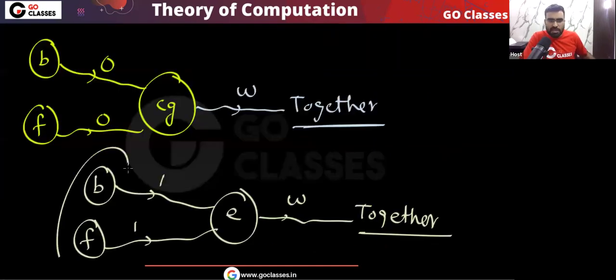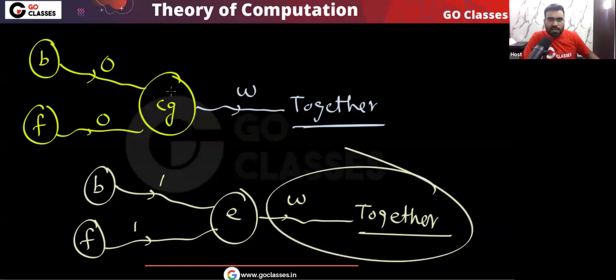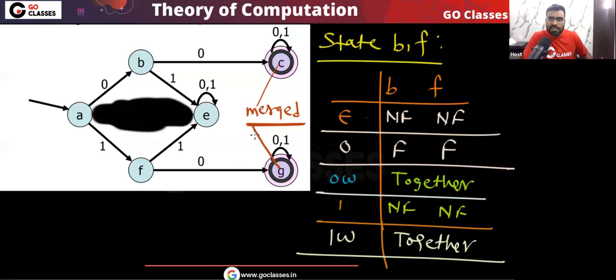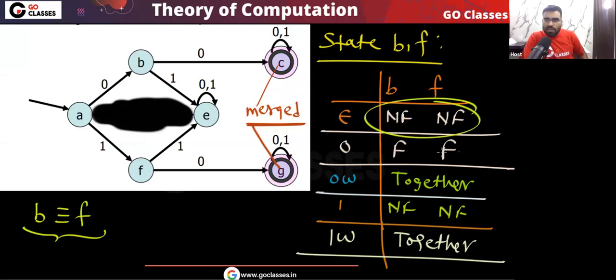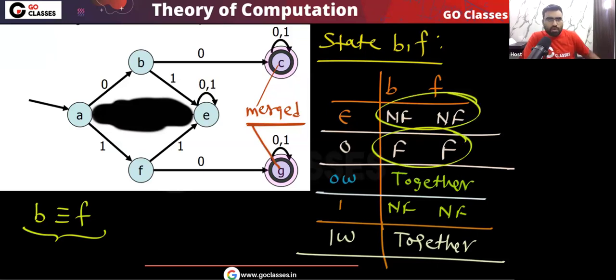Do you agree? So this state BF on string 1 are going to E. Now they are meeting here. Now whatever W comes, they will remain together. So that is the reason. Can I say that BF are equivalent? B is equivalent to F, because whatever string you take, the empty string, or starting from 0, or starting from 1, they are always going to final, non-final together. Yes or no? So that is the reason I can say that they are equivalent.